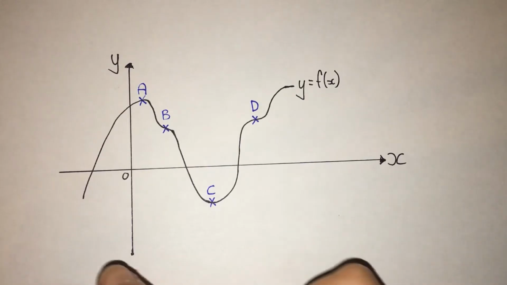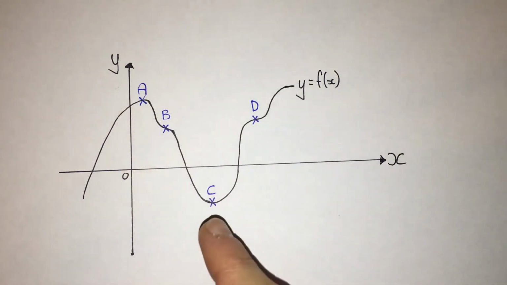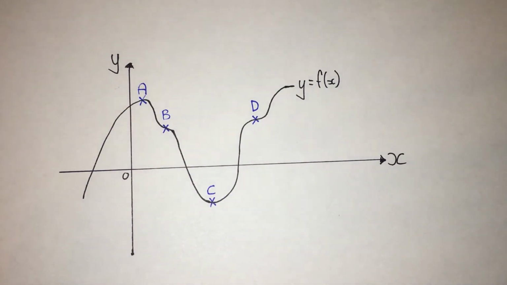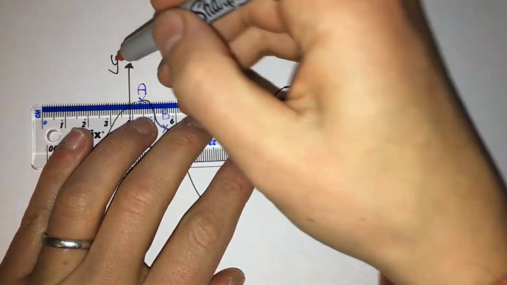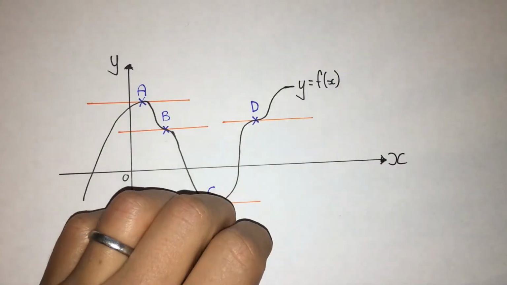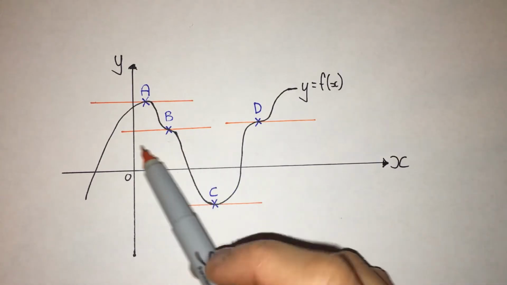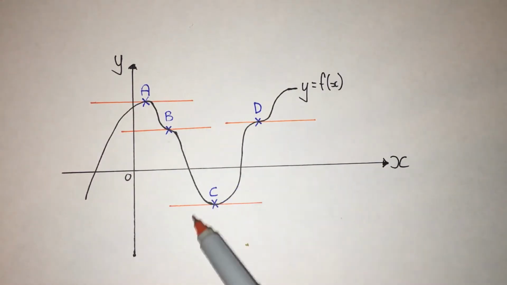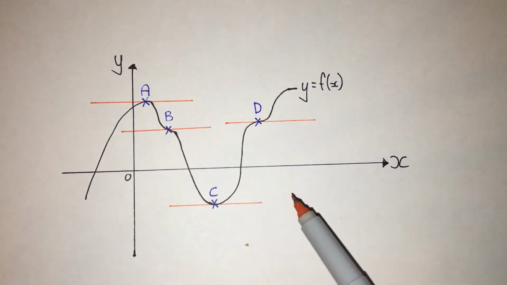Looking at this graph of f of x, we can see that A, B, C and D all have something in common. The gradient of the tangent at each of these points is equal to 0. We just draw that on. So the gradient of the tangent at each of these points is 0. That is, the tangent is parallel to the x-axis.